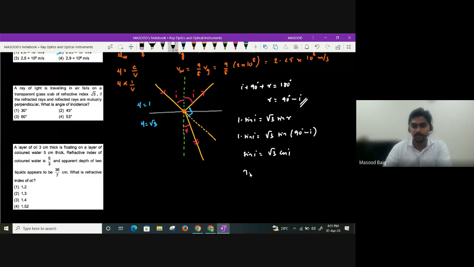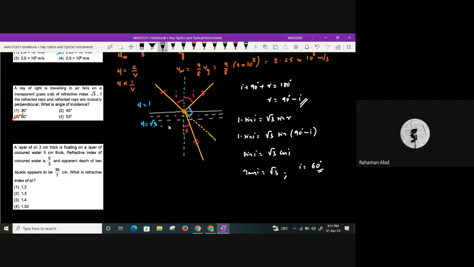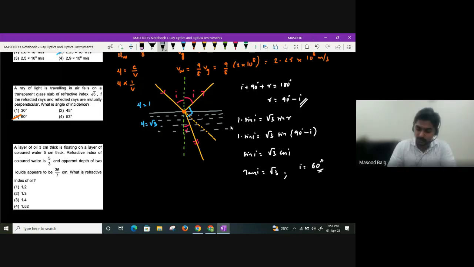Sin by cos will be tan I. Tan I will be equal to root 3. So I can also write the I value as 60 degrees. So when it is incident at 60 degrees, reflected light and refracted light will be moving perpendicular to each other. Understood? Is this clear? I hope it is clear, guys. Let us move on to the next question.